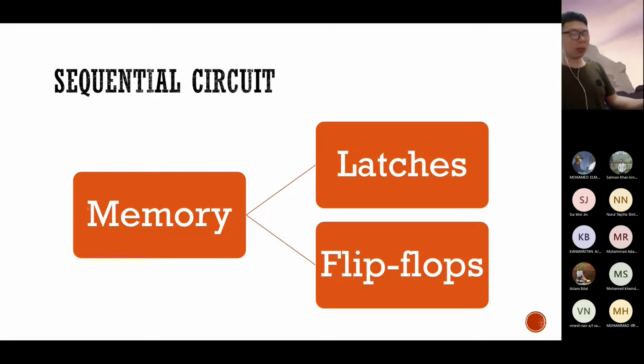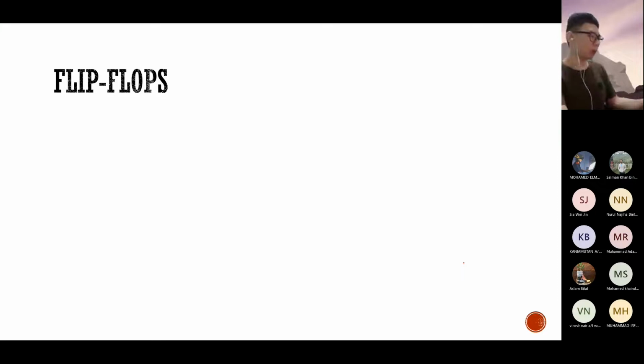Okay, so coming back to this simple diagram, we talk about memory. There are two ways we construct a system with memory. One is by using latches, and the other is using flip-flops. In today's class, we are going to cover this topic, flip-flops. All right, so let's take a look at what flip-flops are.